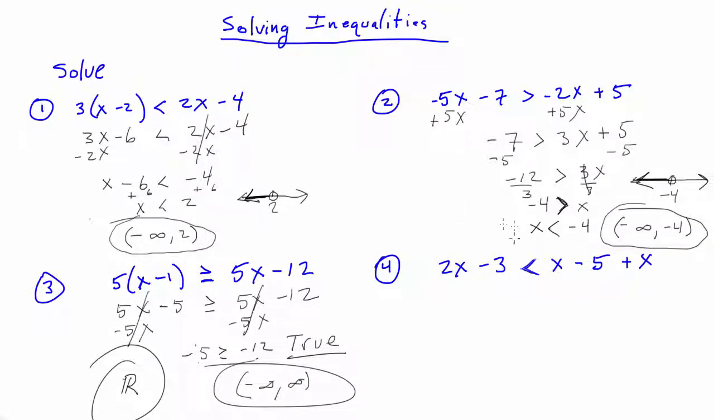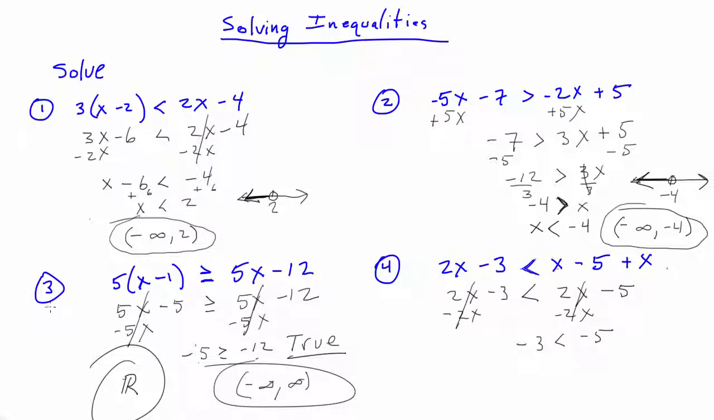Okay, last one. Looks like the right side has some cleaning up to do, so we'll leave the left side alone. X plus x gives us 2x, and we still have a -5. So notice that the x values are the same, so we're going to end up with a special case, subtracting 2x from both sides. So both of those are canceling, leaving -3 less than -5.